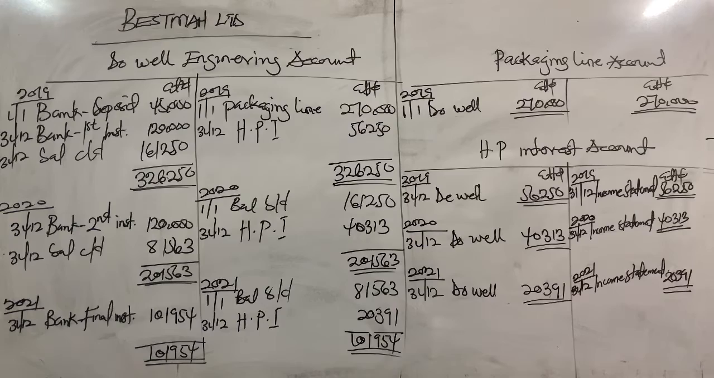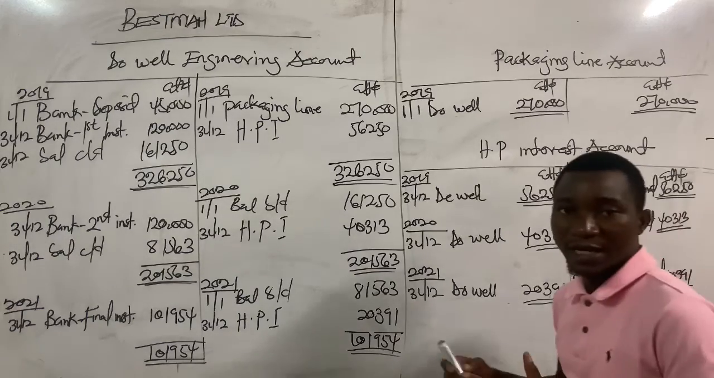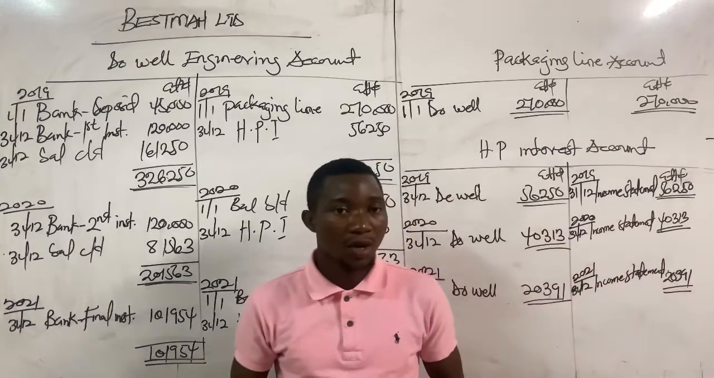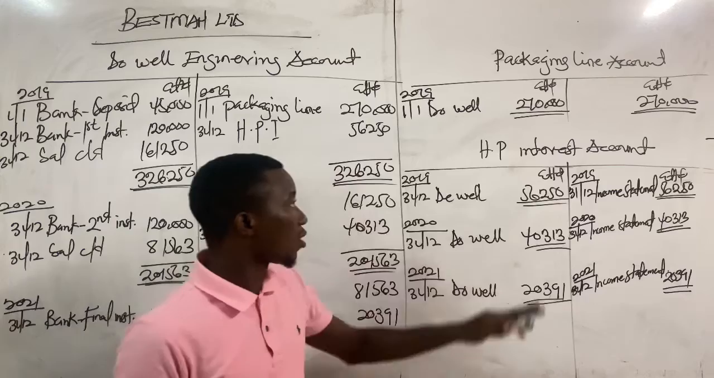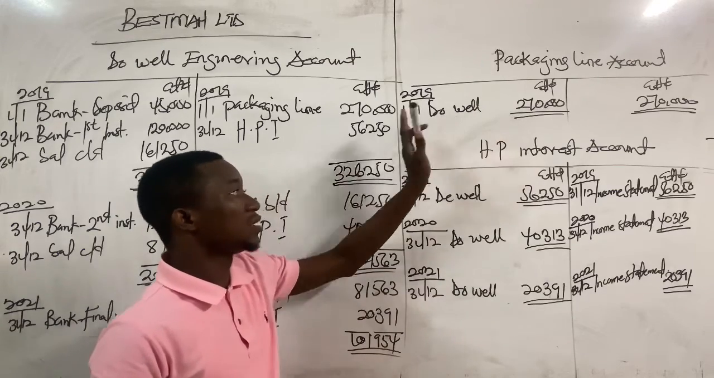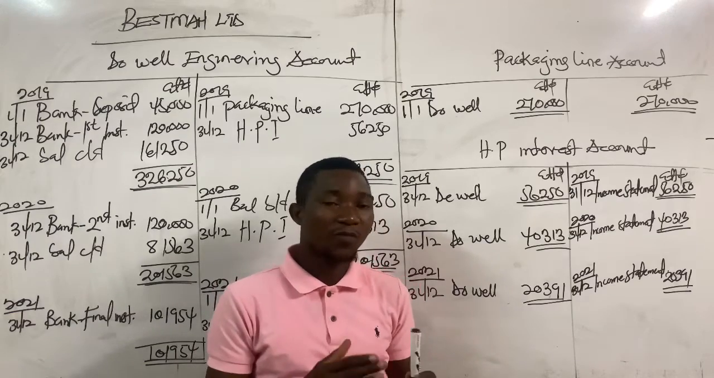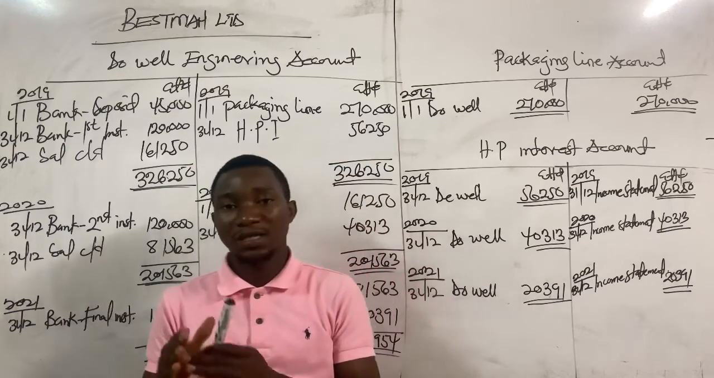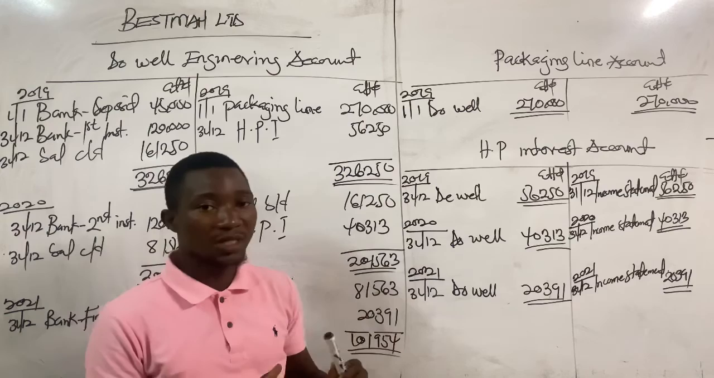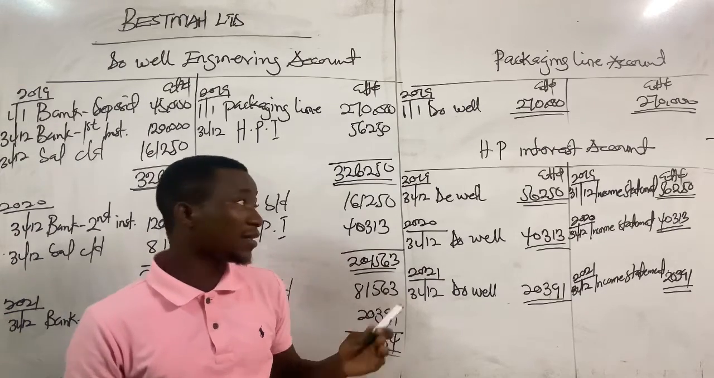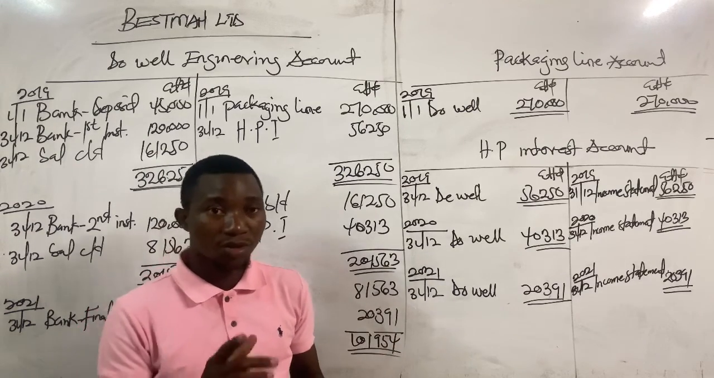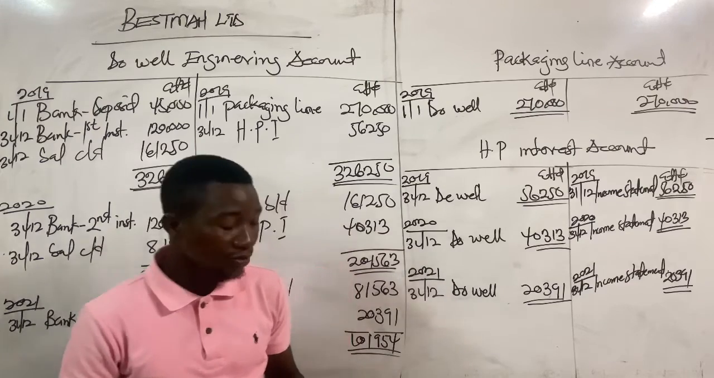Okay, so we are done with the preparation of the hire purchase interest account. So this amount will be transferred to the income statement. Is this clear? Okay, so because of the board, I'll clean this place and prepare the income statement extract, or statement of profit or loss extract, and I'll prepare the statement of financial position extract as well. This is very simple, so follow me as I take you through.